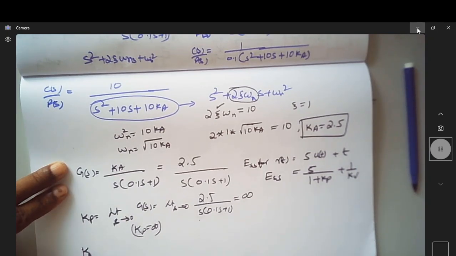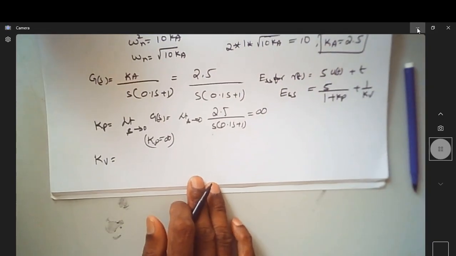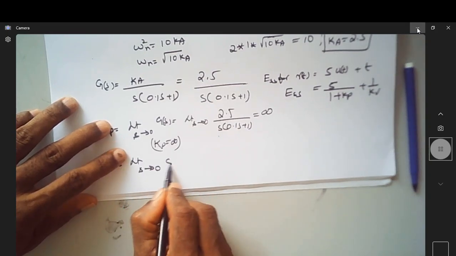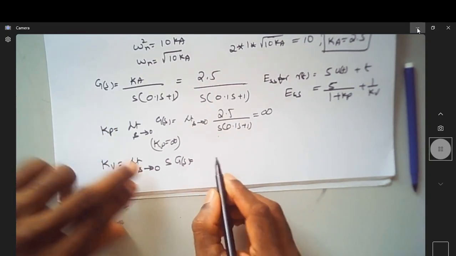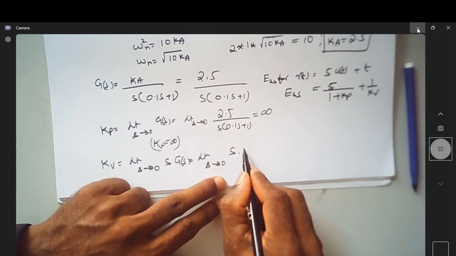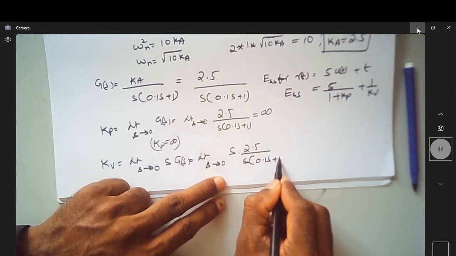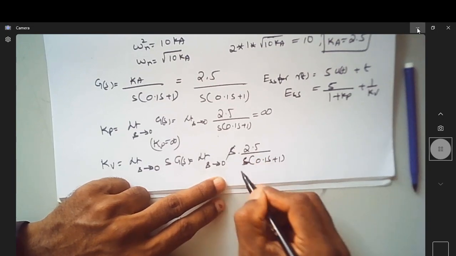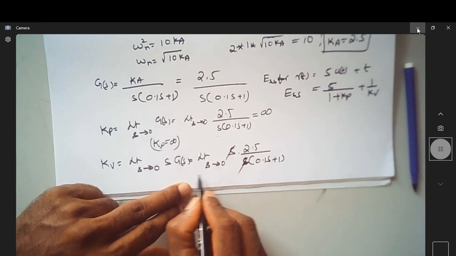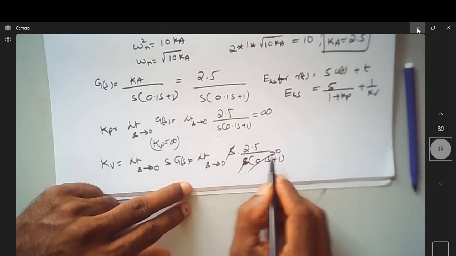So let us find what Kv is. To find Kv, we know that it is the limit of s tending to 0 of s into G(s). This is again the limit of s tending to 0 of s into 2.5 divided by s into (0.1 s plus 1). So I am just writing what G(s) is. This s will go with this s. When you apply the limit of s tending to 0, this will become 2.5, because this is 0 now. So it is 2.5 by 1.